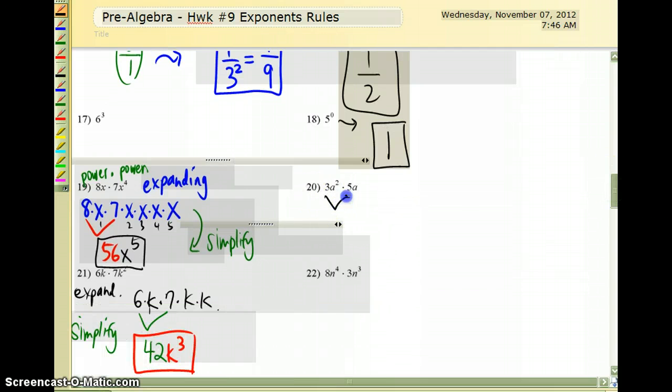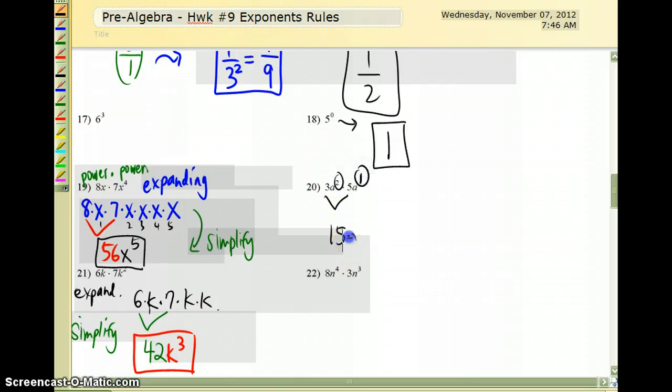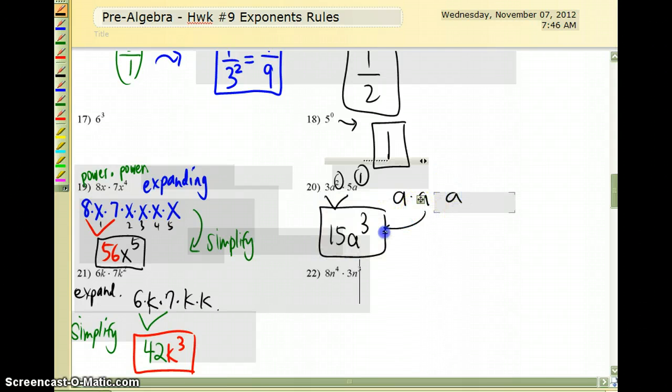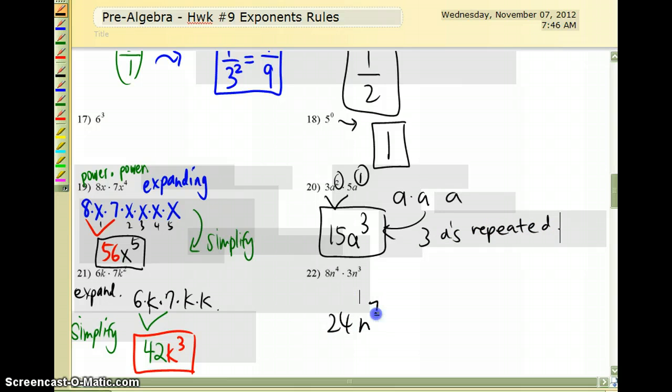Number 20, you multiply 3 and 5, which is 15. You add up the 2 with the 1 over here, which gives you a to the 3rd power. And if I expand it, I could write a times a times a, so that's a total of 3 a's repeated. And then the last answer here would be 24 n to the 7th.